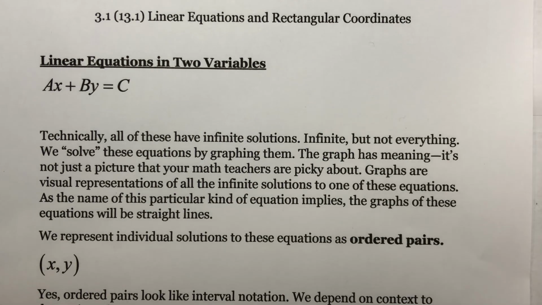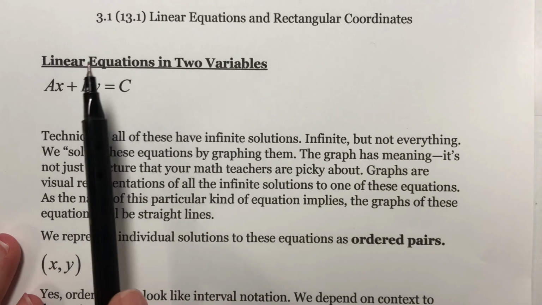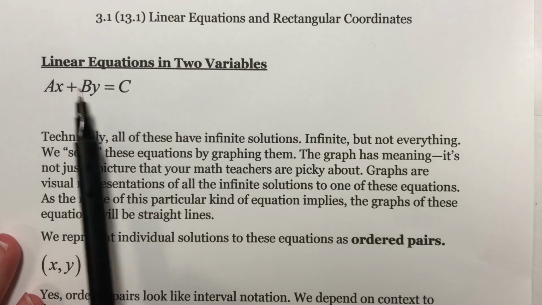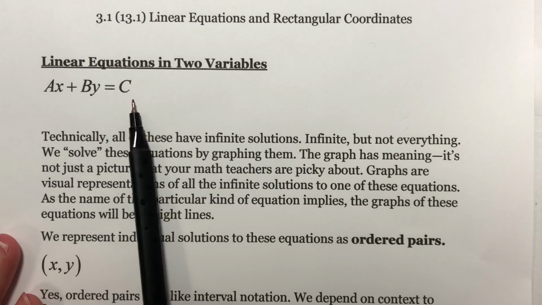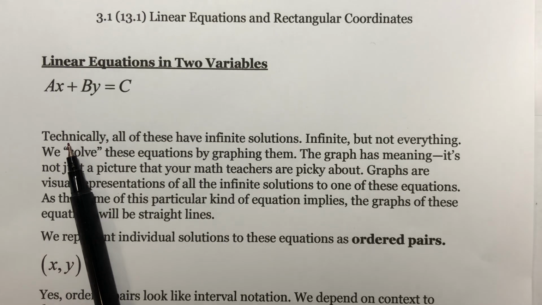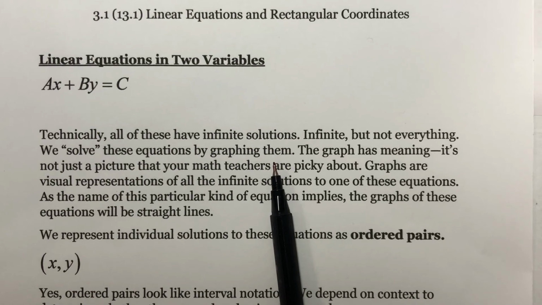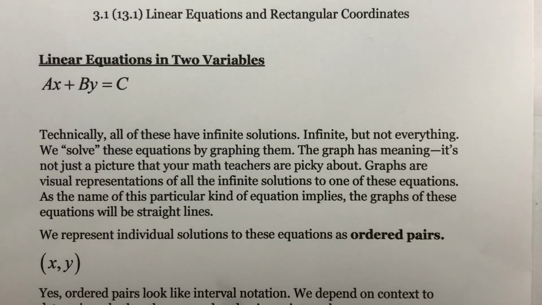What's actually going on is we're going to be quote-unquote solving linear equations in two variables. Instead of just having x like we had in the last chapter, we have x and y. Why does that make a difference? Because technically, all of these have infinite solutions. If I give you an x value and you plug it in, you can find a y value that would also make it correct. So there are infinite solutions, but not everything will work. Infinite, but not everything, okay? So we solve these by graphing them, and the graph itself represents every single possible solution to the equation, okay?